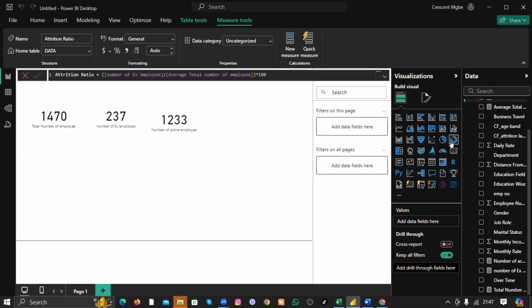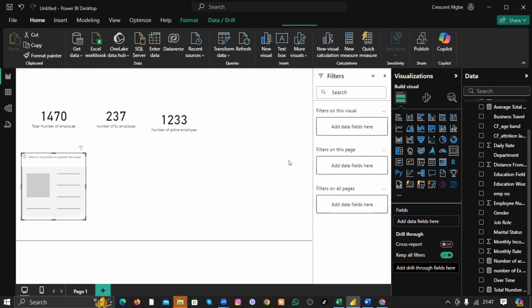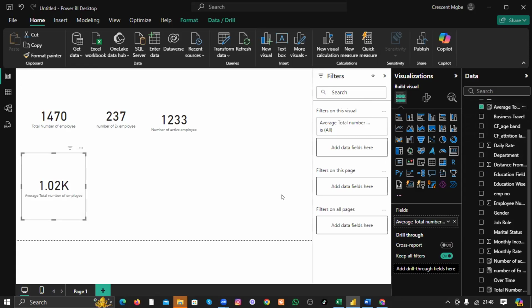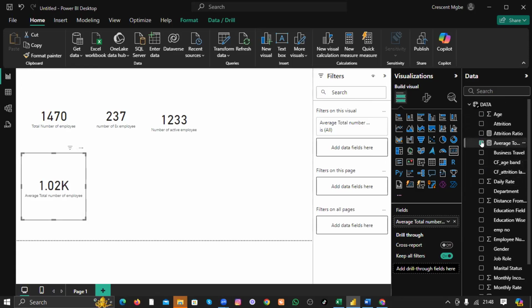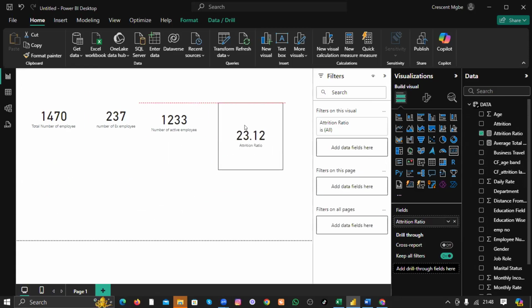Guys, this is amazing. So let's see what our attrition ratio is. Where is it? Attrition ratio. Click on it. So this is attrition ratio, guys. From my definition of attrition ratio that I told you before, it simply tells you the ratio of the number of people that are leaving the company.